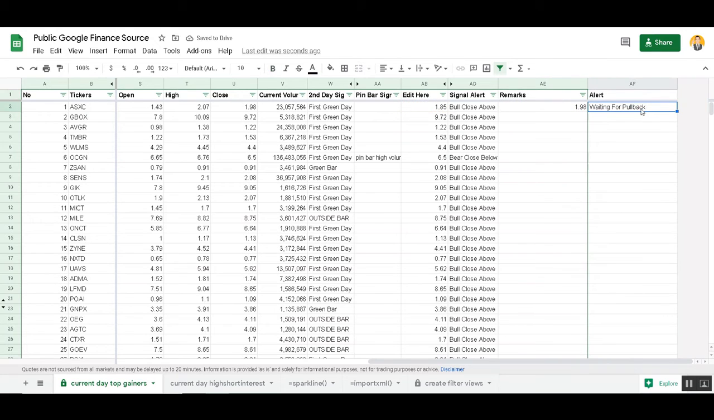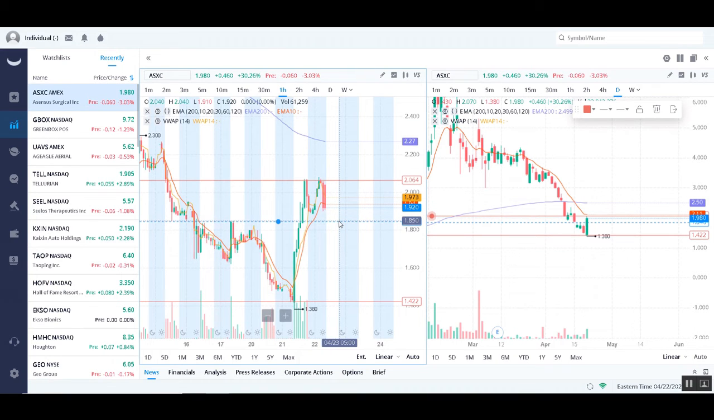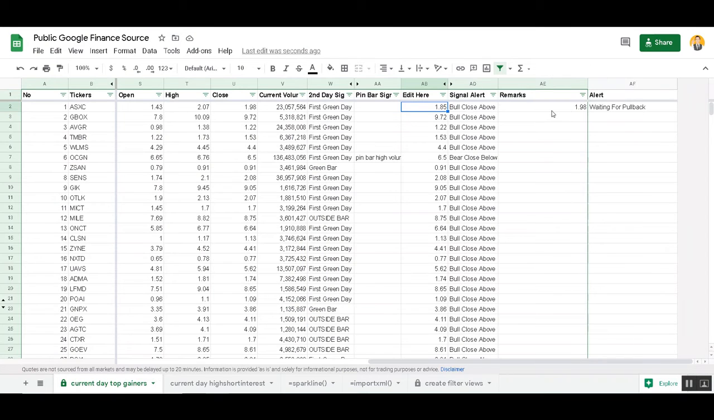If everything goes well, it should be waiting for a pullback, because this is the level that I want, which is at 1.85, and the market hasn't started yet. And this is the live market of the day for this ticker ASXC.